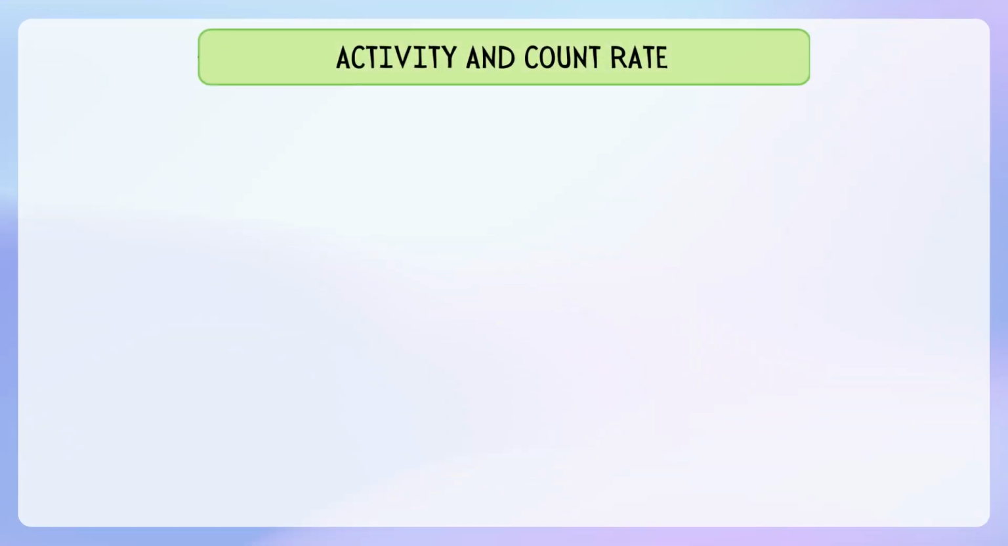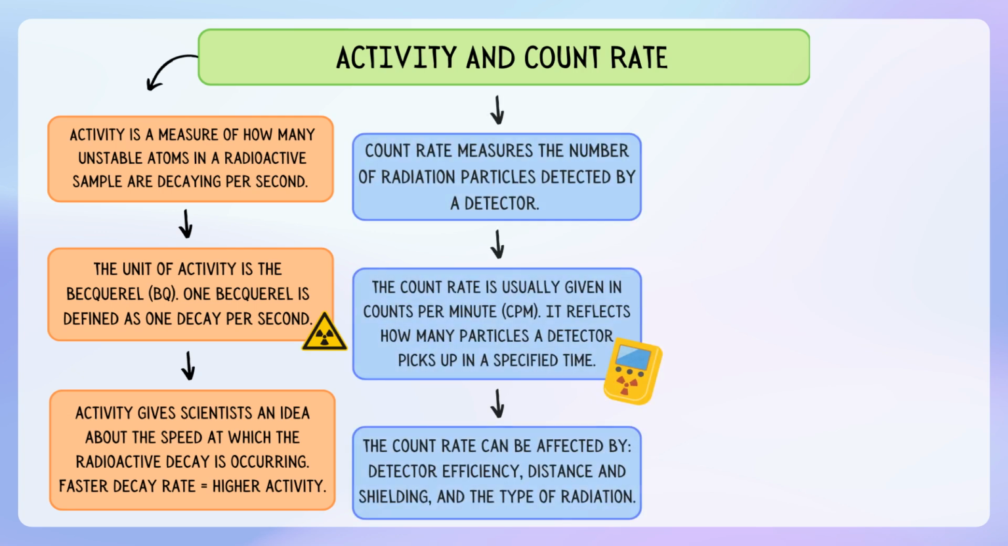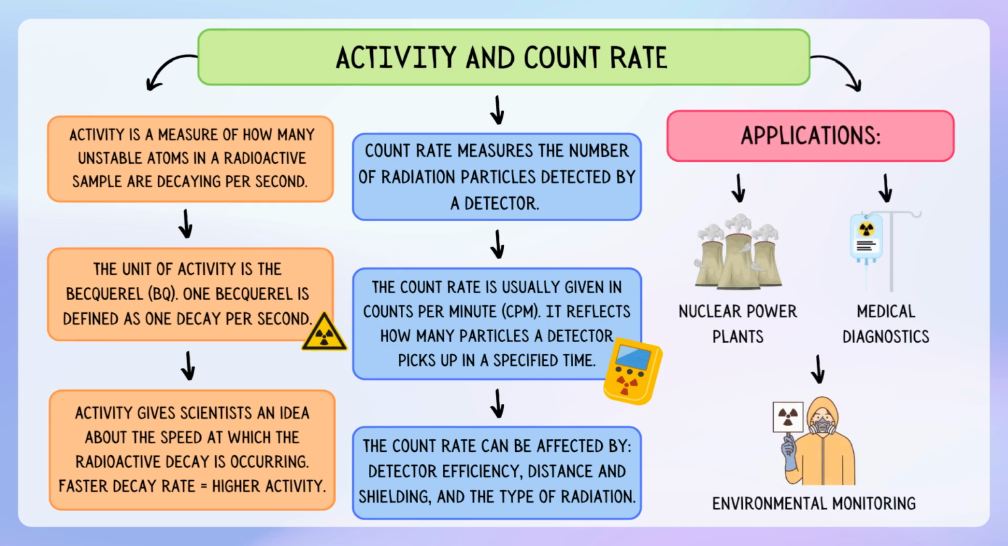In today's lesson, we delved into the concepts of activity and count rate within the realm of radioactive decay. We learned that activity measures the number of unstable atoms decaying per second in a radioactive sample, with the unit of measurement being the becquerel. This gives us a sense of the overall rate of decay processes occurring. In contrast, count rate is the number of radiation particles detected by a device, often expressed in counts per minute. By understanding activity and count rate, we gain insight into how radiation is measured and monitored, which is essential for various scientific and medical applications.